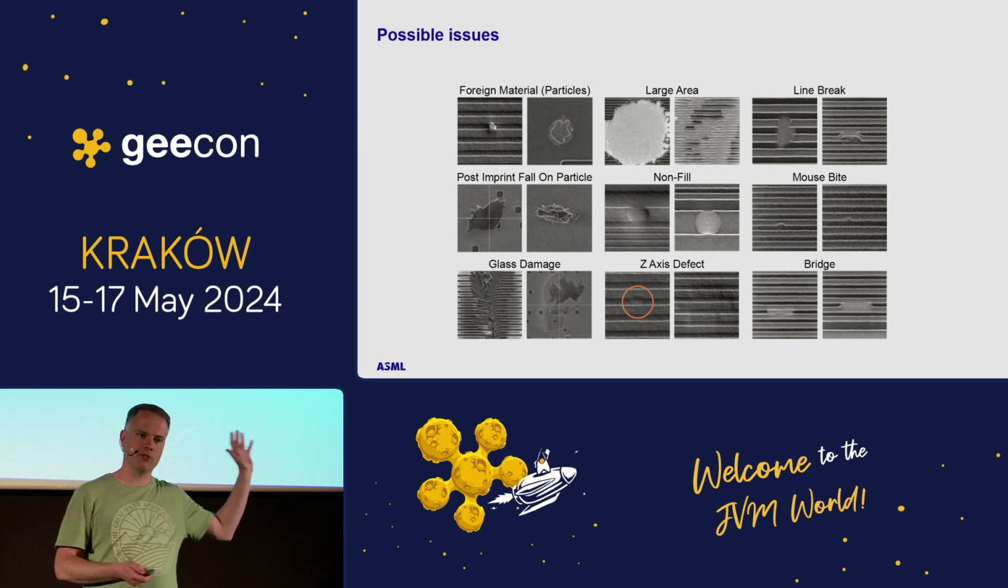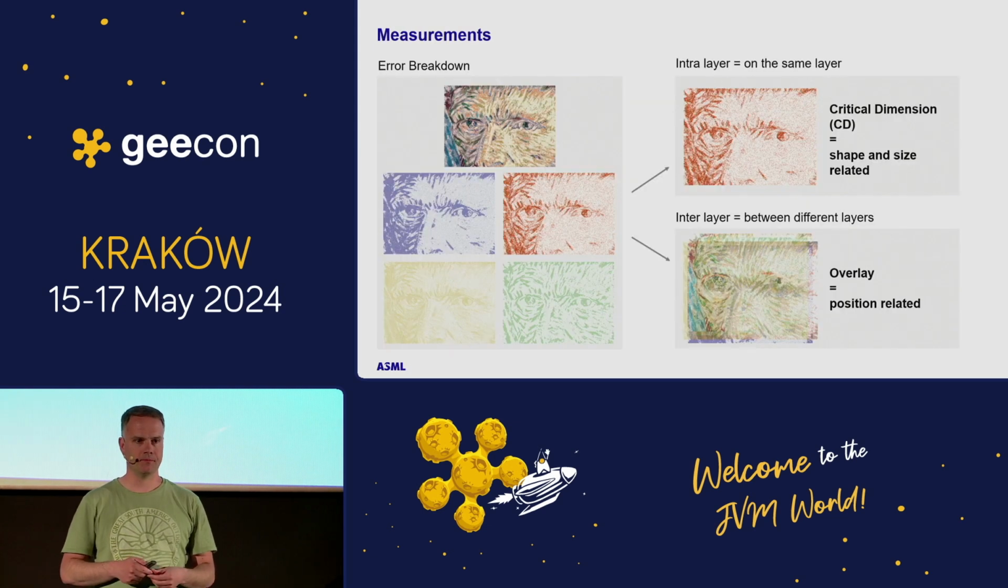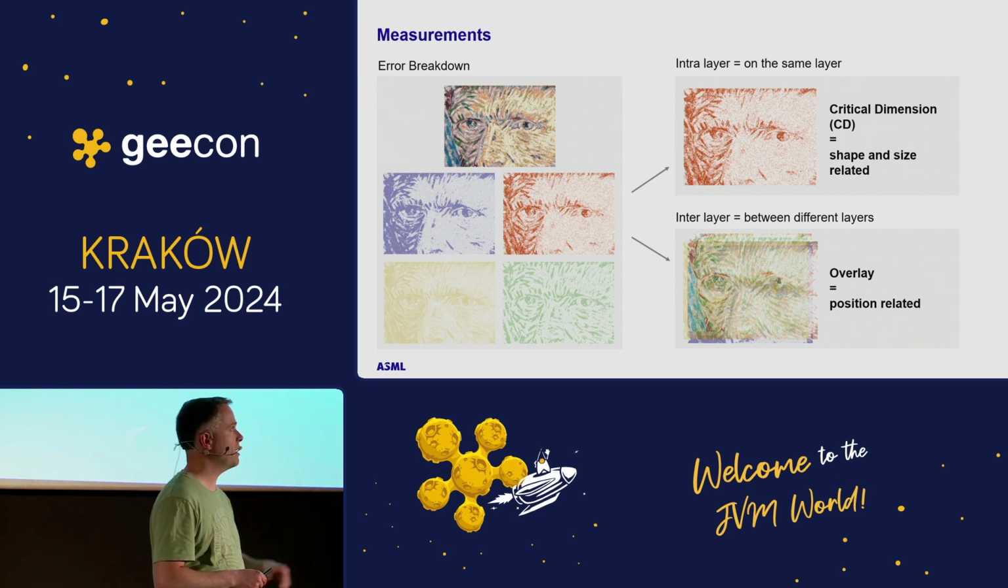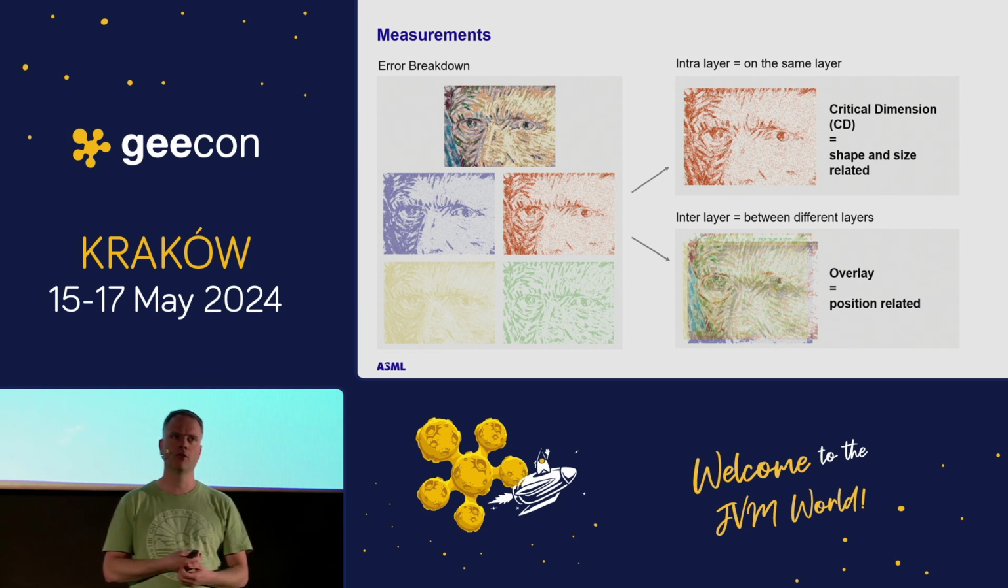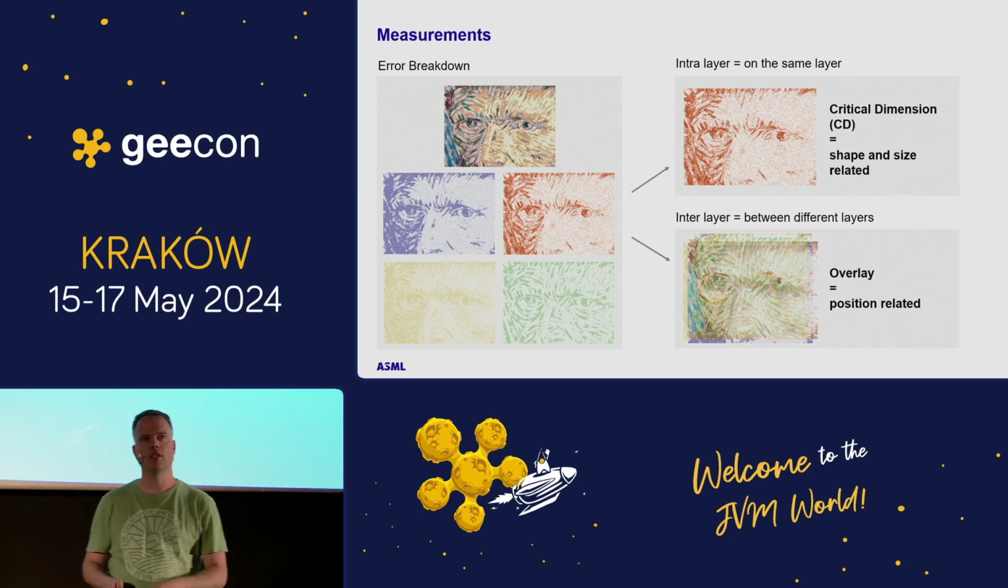But in reality, we try to have as few of these defects as possible. And for that, we measure two things. One is things on the same layer, on the right top. We will call that critical dimension. And the second one is overlay. And that's basically what I already showed with these lines. We measure how far these lines are separated from each other, how much they deviate.